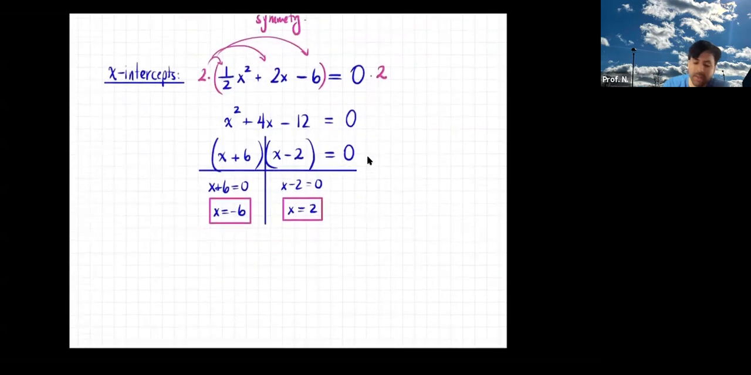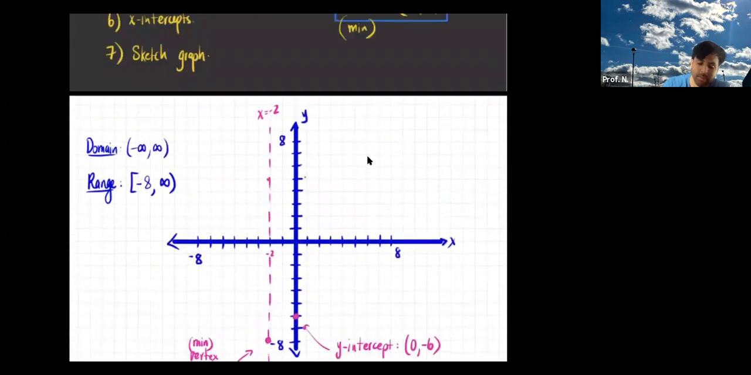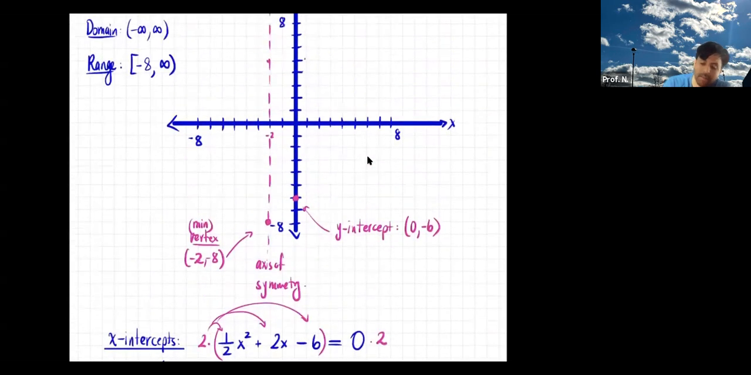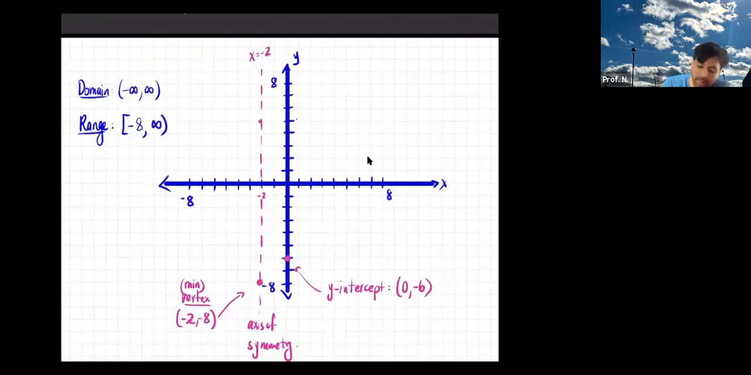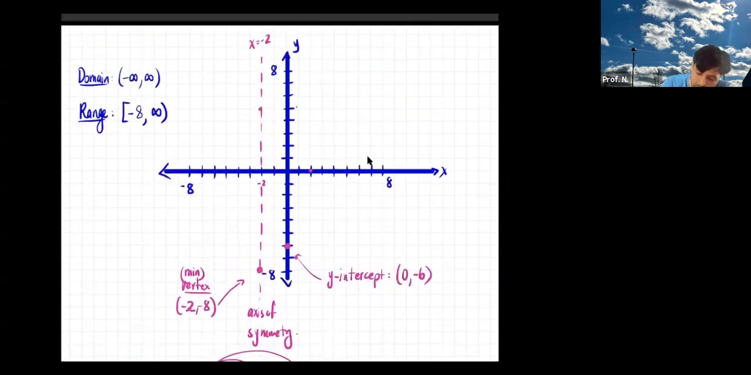And these are my x-intercepts now. So what are my x-intercepts? -6, 0, and 2, 0. So I got those two. And now I can plot them, -6, right? I can plot them. So I have 2, zero over here. I got -6 here.